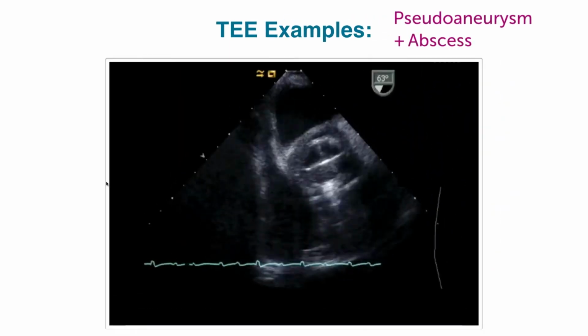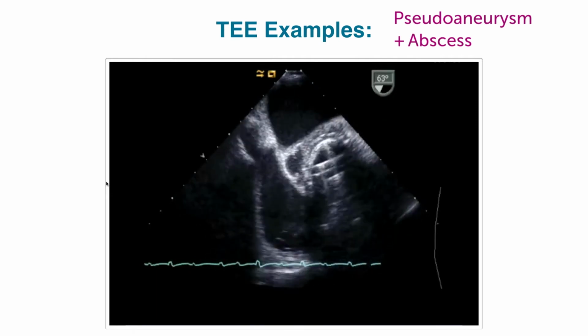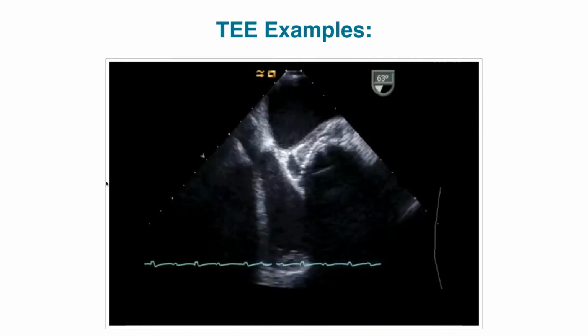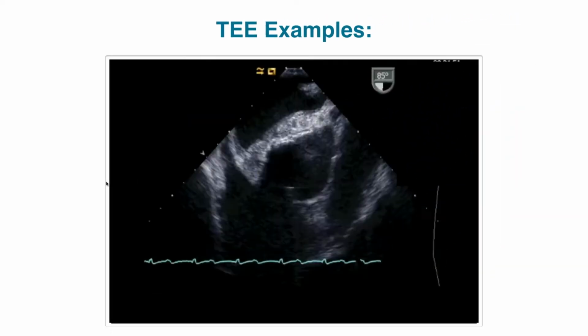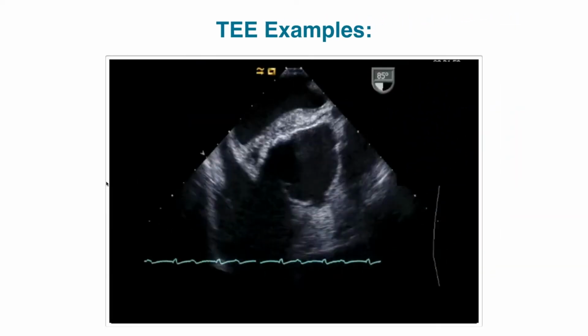Well, this is another case. You can see the pseudoaneurysm and an abscess around this mechanical valve. Yeah, it's always very important to look at the surrounding of the valves as well, because that's where you often have the infection present. And another example, very similar to the ones we showed you previously.